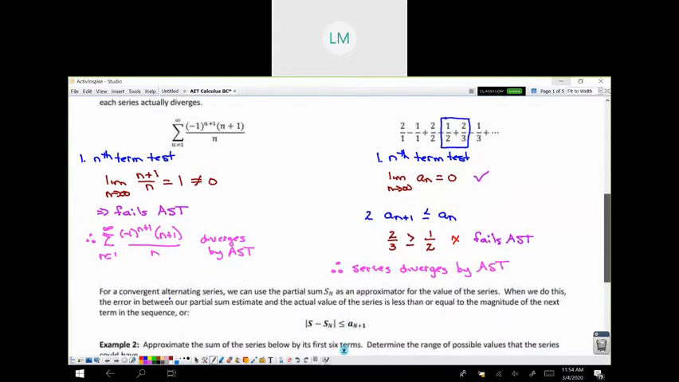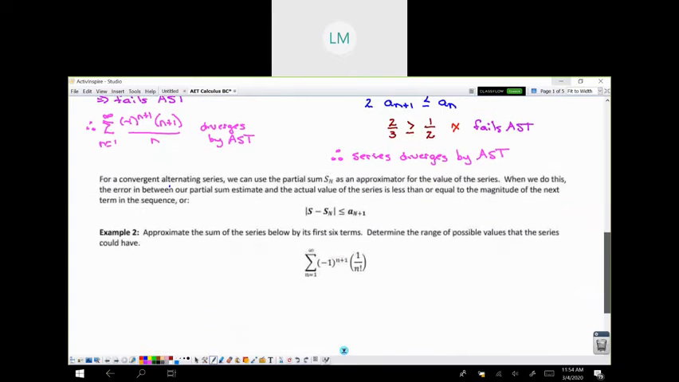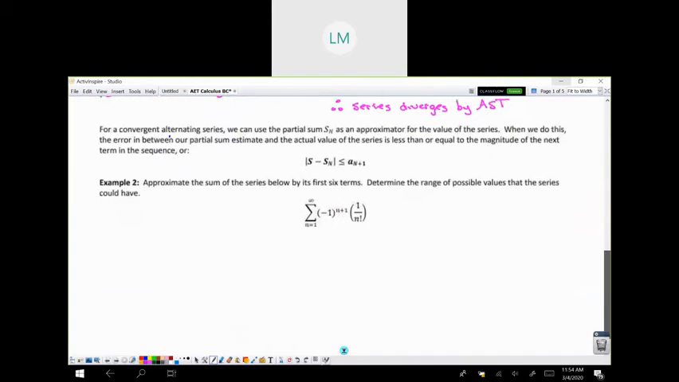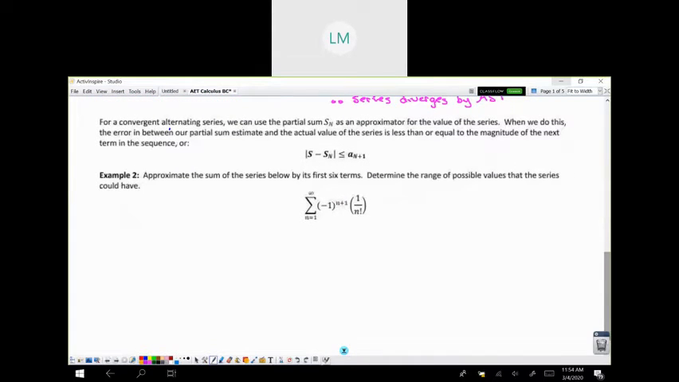Now, for a convergent alternating series, we can use the nth partial sum as an approximator for the value. We know, because these terms are decreasing, that the error between our estimate and the actual value of the series is less than or equal to the magnitude of the next term, which is the formula that's given here. So let's take a look at what that means. We're going to start by proving that this series converges by the alternating series test.